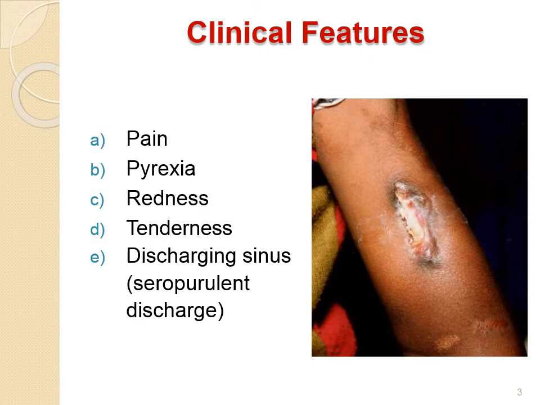Clinical features are pain, pyrexia, redness, tenderness, and discharging sinus. Through the discharging sinus, there is seropurulent discharge.